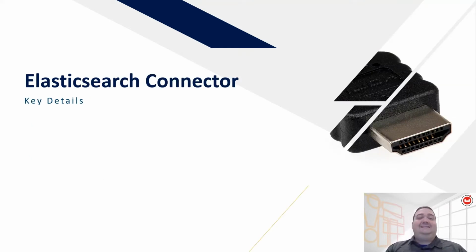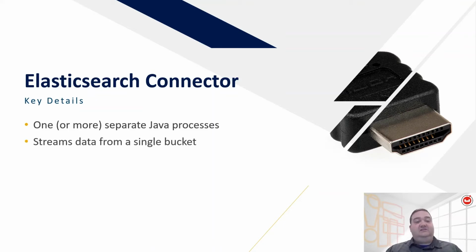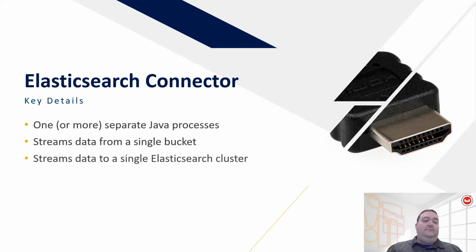So let's talk about the Elasticsearch connector. The Elasticsearch connector is one or more separate Java processes that wire Couchbase to Elasticsearch. And they're actually officially created by Couchbase. This is not some third-party open source project. It is an official thing you can do. And so these separate Java processes stream data from a single bucket. Now, you can stream data from more buckets, but you need to spin up more Elasticsearch connector groups. So you need to spawn more processes to stream data from more buckets. And it streams the data to a single Elasticsearch cluster.